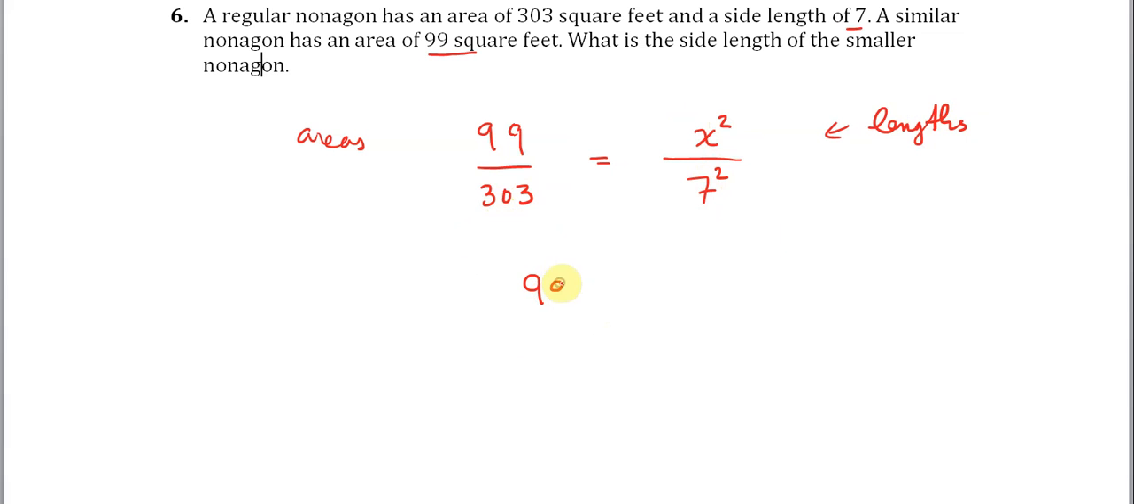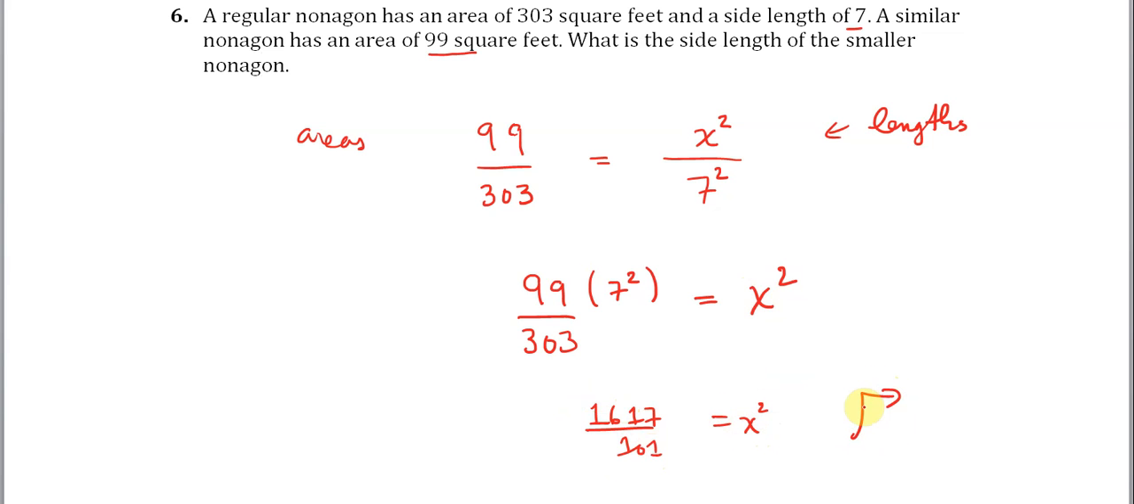So it's not too messy to do this. It's going to be 99 over 303 times 7 squared, or 49, and that's going to equal X squared. Okay, so working that out, I did this on my calculator, and I ended up with 1,617 over 101 is equal to X squared. And then take the square root of both sides, and we get that X is approximately 4.00. Okay, feet here would be our unit.